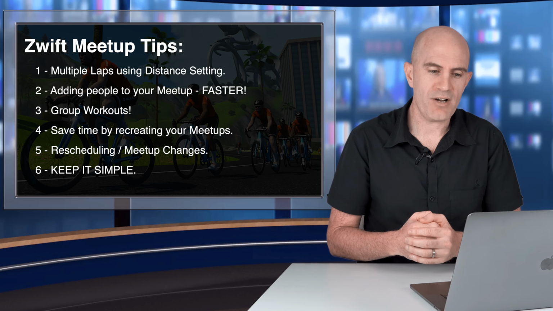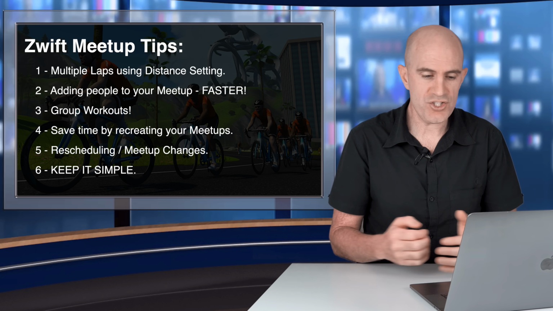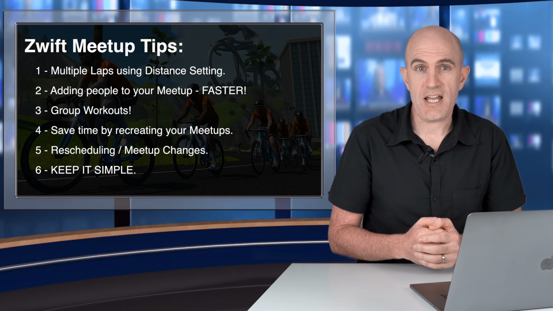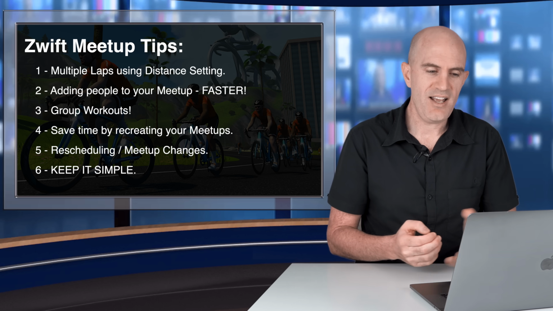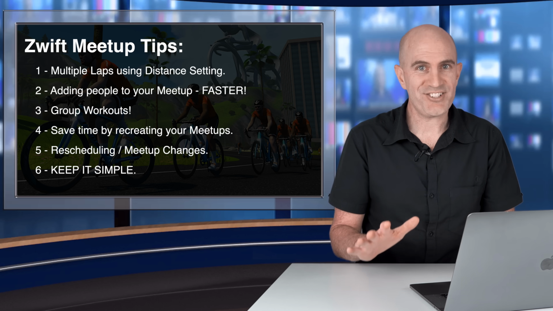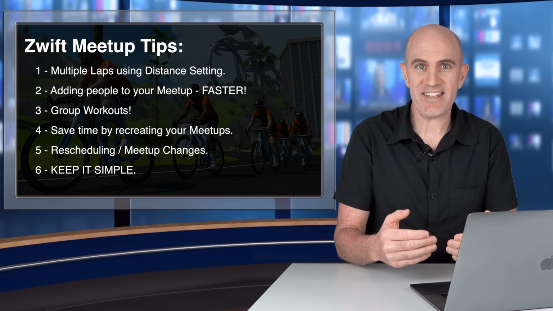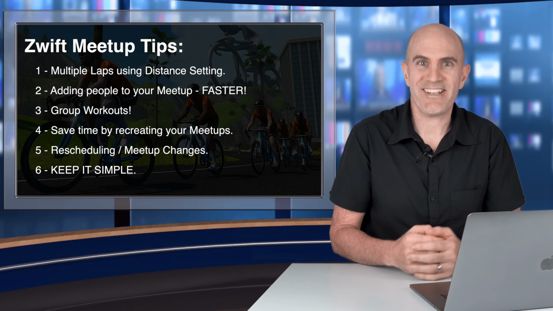Number 4, save time by recreating your meetups with the Do It Again function. Number 5, rescheduling and meetup changes. The event organizer can change things, but just not too close to the event. And number 6, keep it simple. Don't try anything too tricky, log in early, have the latest Zwift installed, and away you go.